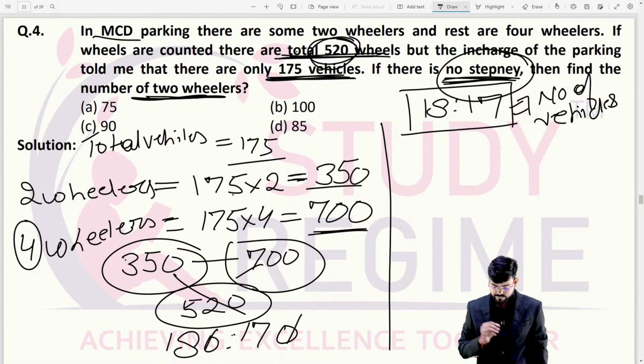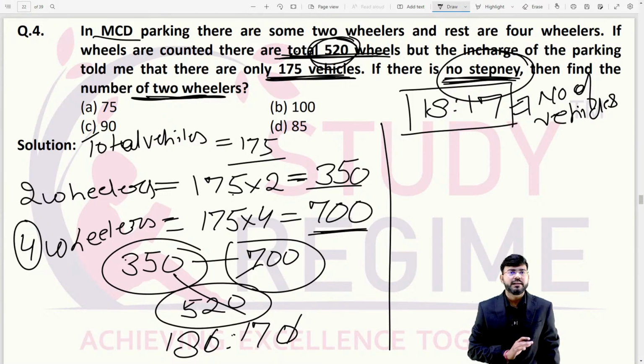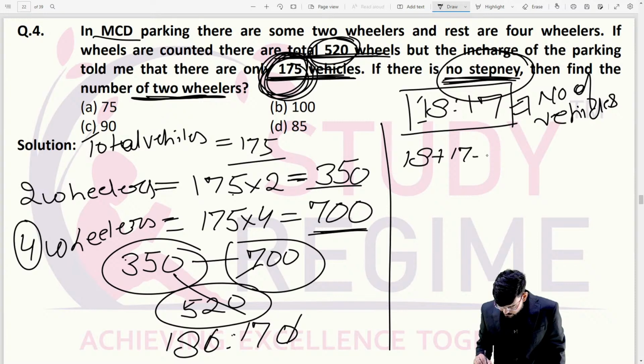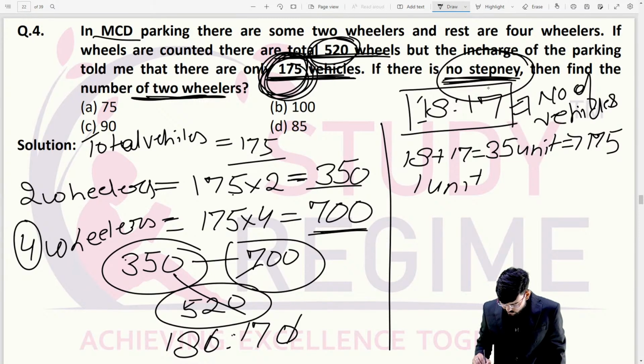Number of vehicles. Clear? Now, here it is given in the question there are how many vehicles? 175 vehicles. So, added 17 plus 18, you will get 35. So, 35 units here is representing what? 175 vehicles. 1 unit will represent how much?